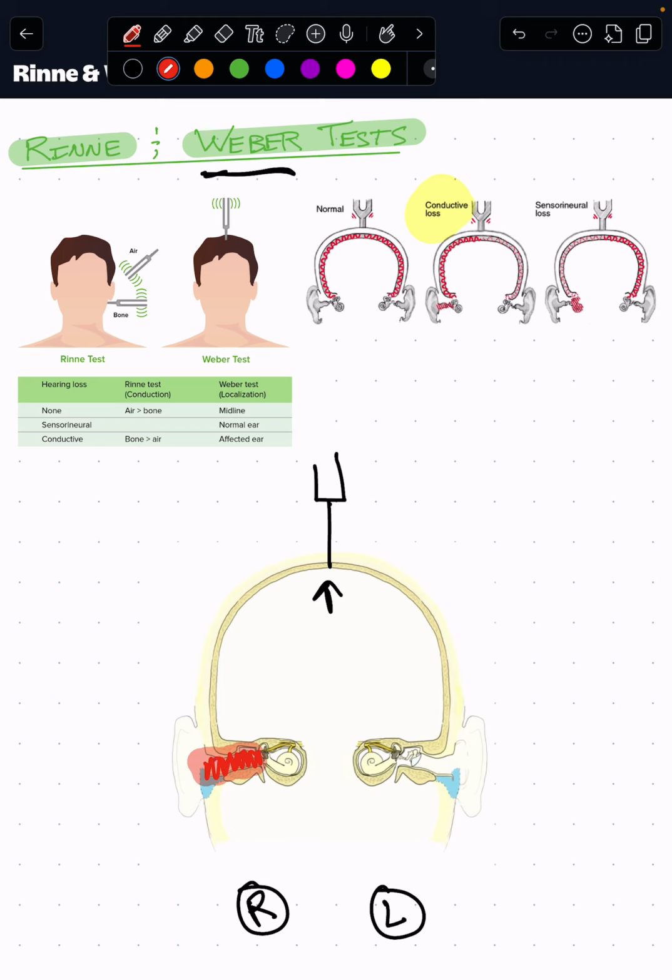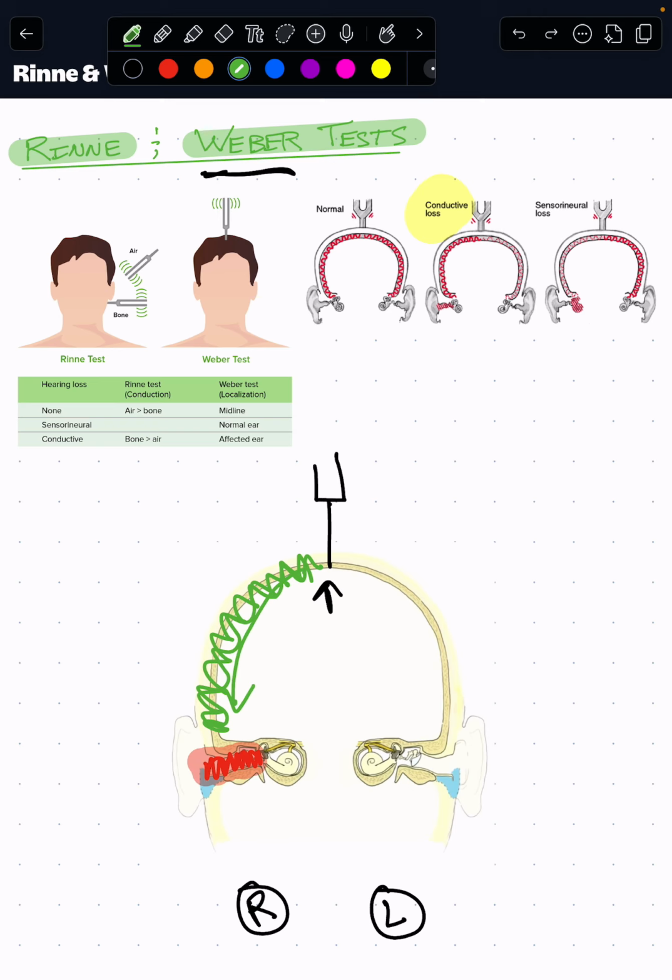So this is the part of the ear, no good. This part, good. So this means during the Weber test that it's going to lateralize this way. So all of this, they're going to hear it louder on this side because of the conductive loss, okay?